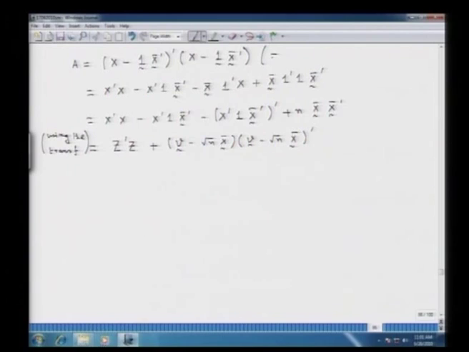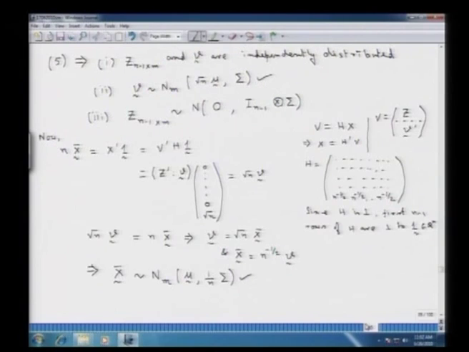So, just to recall, this is n minus 1 times S n minus 1, or that is n times S n, the sample variance covariance matrix in two different forms. So, what can we say now about this particular expression? Note that what we have obtained is that V is equal to root n times x bar.